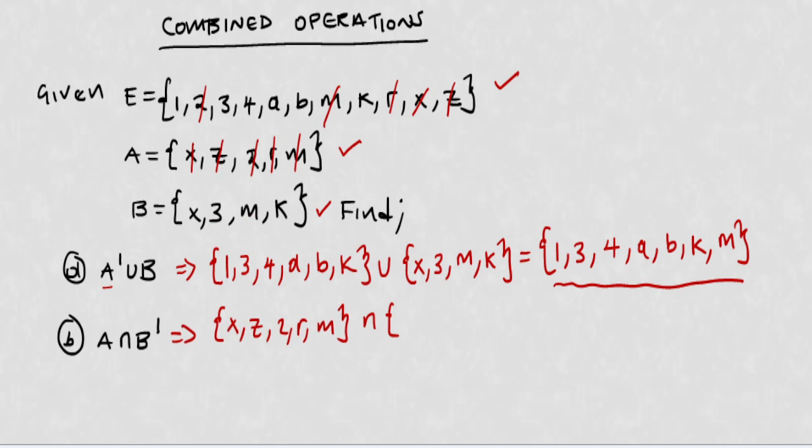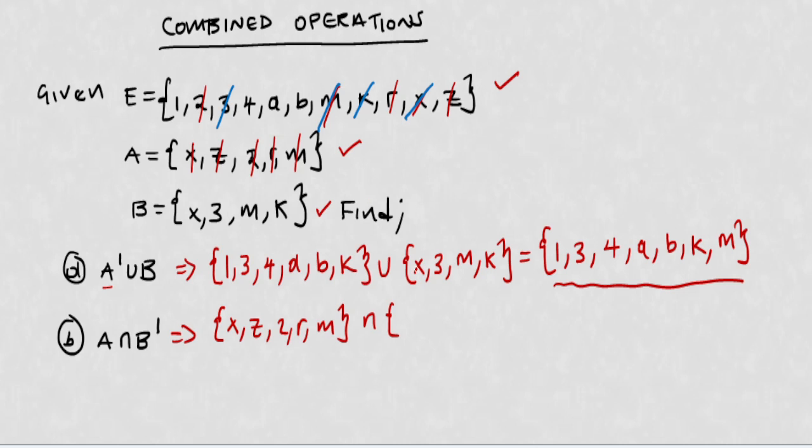So here I'm going to use a different color so that you can see. In set B we have x, so the x will be cancelled. In set B we have a 3, so a 3 will be cancelled. In set B we have m, so the m will be cancelled. In set B we have k, so the k will be cancelled. So all those that have been cancelled with the color blue are not going to be considered. We only consider those that don't have that color.